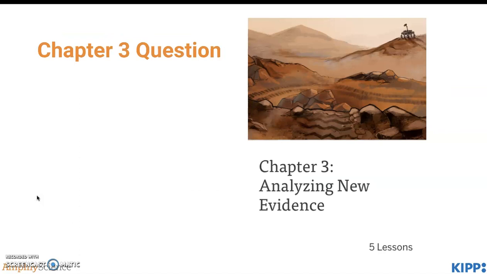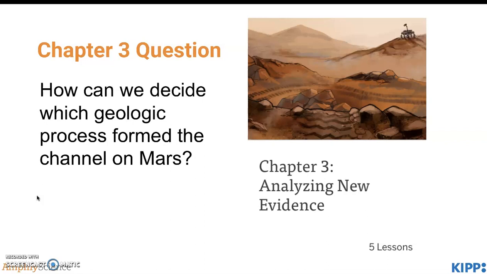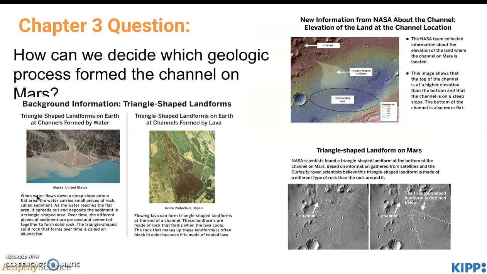Moving to Chapter 3, Analyzing New Evidence. The Chapter 3 question states, how can we decide which geologic process formed the channel on Mars? In the first lesson of Chapter 3, students are introduced to the Chapter 3 question, how can we decide which geological process formed the channel on Mars? They use the evidence gradient to review and evaluate the evidence they have gathered so far.